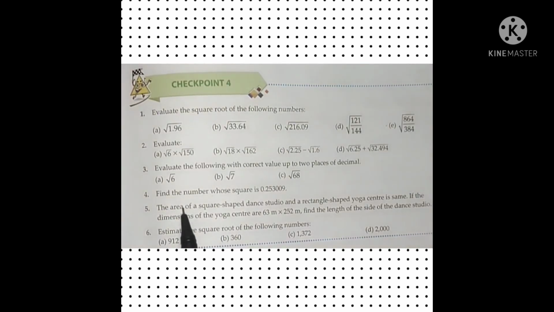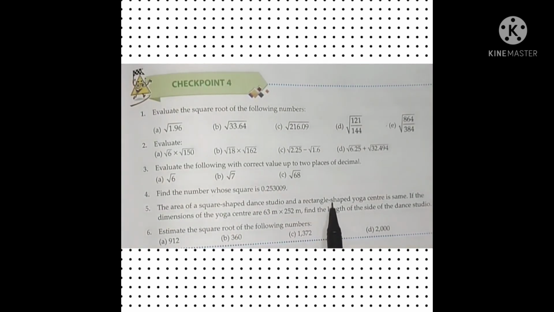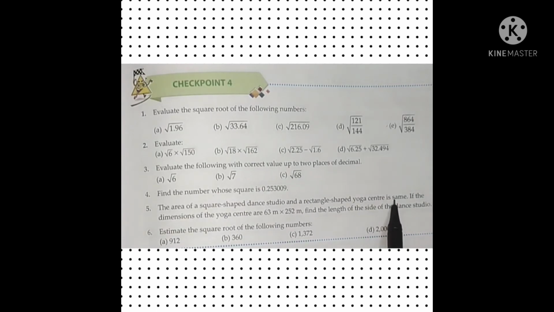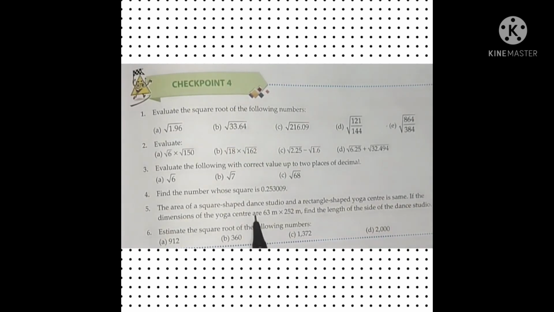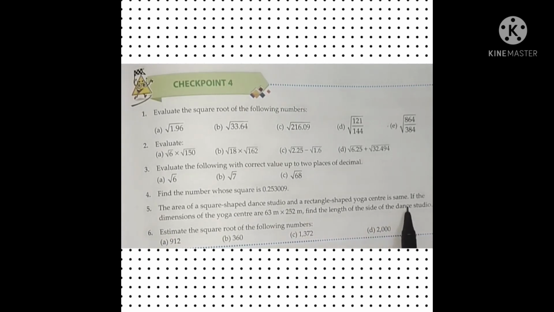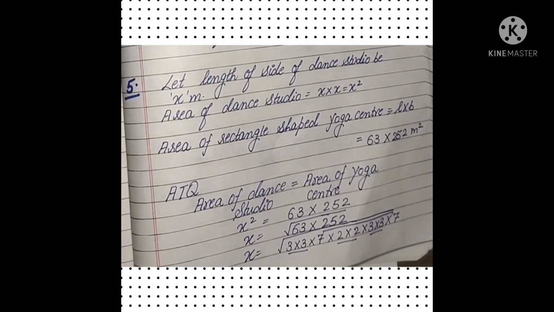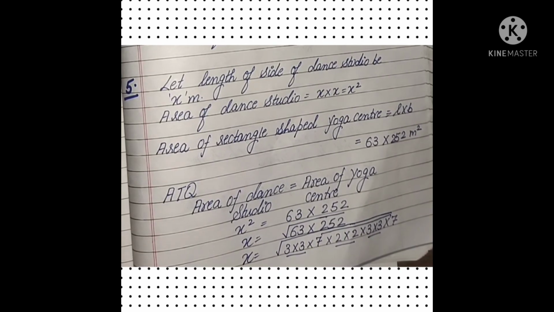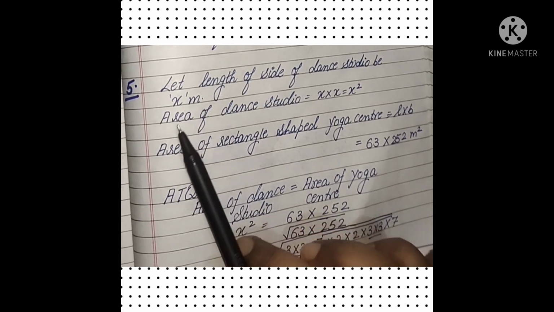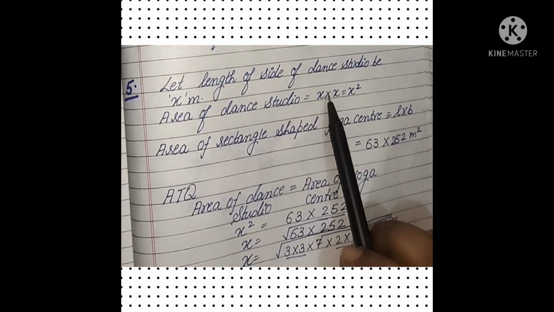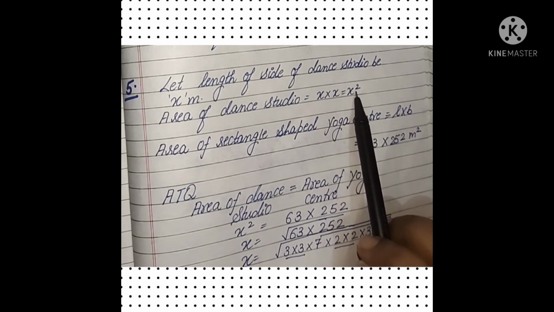Question number 5. The area of a square-shaped dance studio and a rectangle-shaped yoga center is the same. Means the area of the square-shaped dance studio and the rectangle-shaped yoga center is the same. If the dimensions of the yoga center, dimensions means length and breadth, length is 63 meter and breadth is 252 meter, is given in the case of the rectangle. Find the length of the side of the dance studio, means the length of the side of the square-shaped dance studio we have to find. Students, we have to calculate the length of the side of the dance studio which is square shaped. So suppose the length is x meter, then the area of the dance studio will be side multiply side, means x multiply x, that is x square.